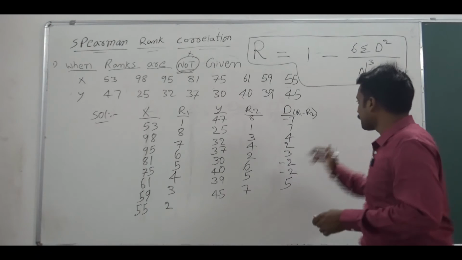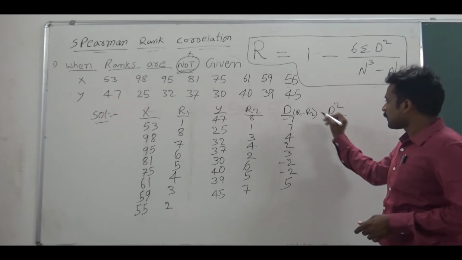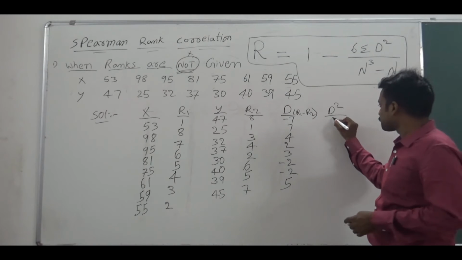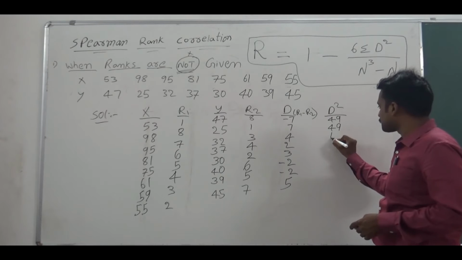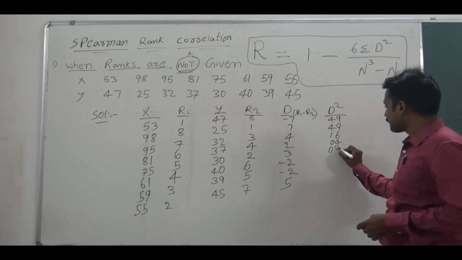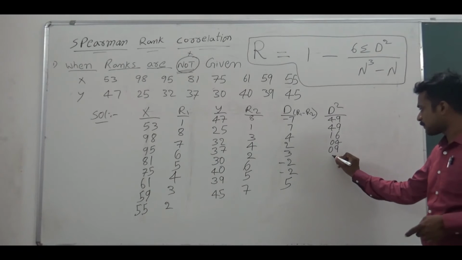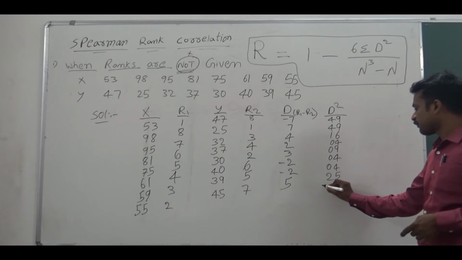You are just squaring it. So d square: minus 7 square is 49, 7 square is 49 again, 4 square is 16, 2 square is 4, 3 square is 9, minus 2 square is plus 4, and again plus 4, and then 25.